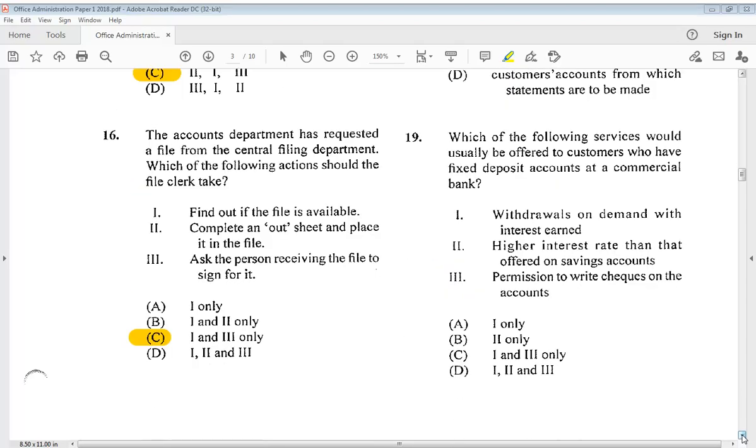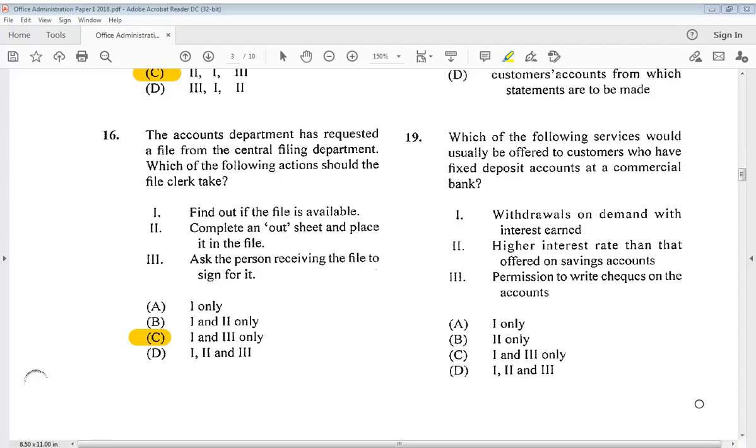19. Which of the following services would usually be offered to customers who have fixed deposit accounts at a commercial bank? 1. Withdrawals on demand with interest earned. 2. Higher interest rate than that offered on savings accounts. 3. Permission to write checks on the accounts. Is it A, 1 only, B, 2 only, C, 1 and 3 only, or D, 1, 2 and 3?